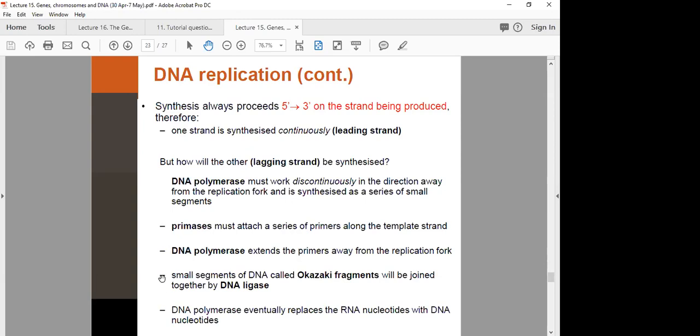The small segments of DNA that are synthesized are called Okazaki fragments, and these will be joined together later by another enzyme called DNA ligase. And this will occur once DNA polymerase replaces those little RNA primers with DNA nucleotides.